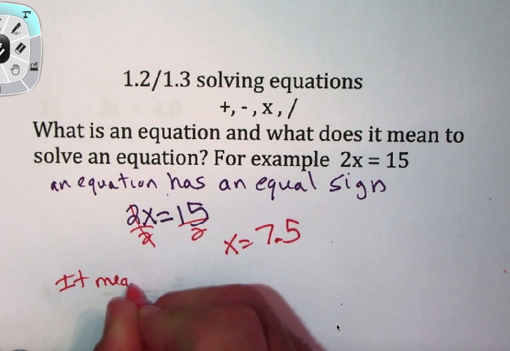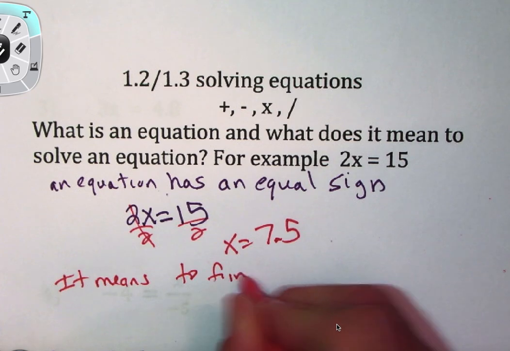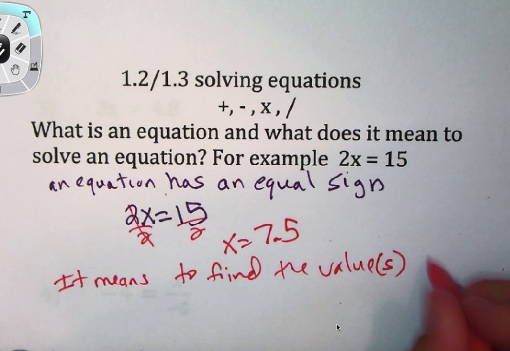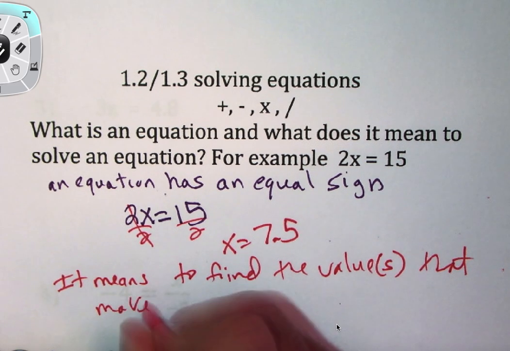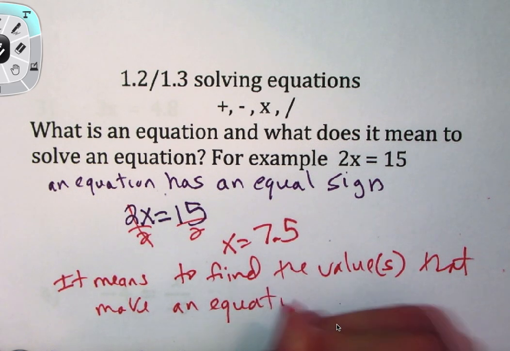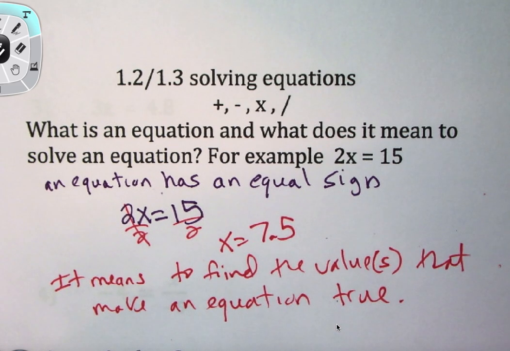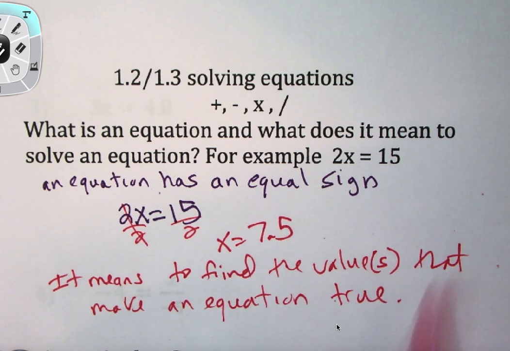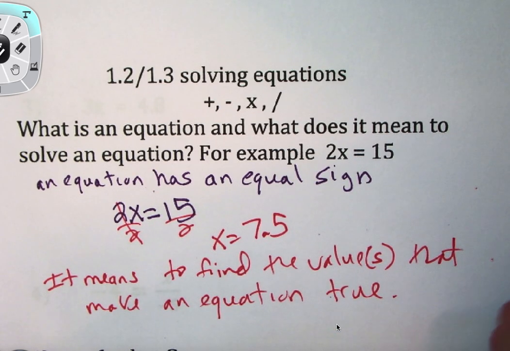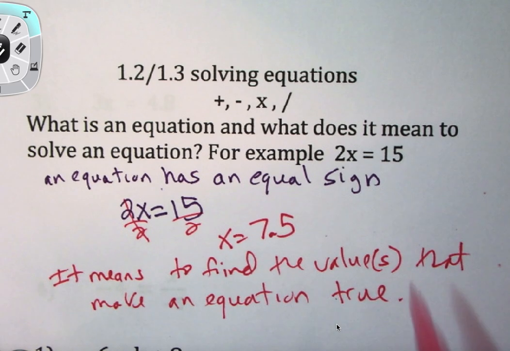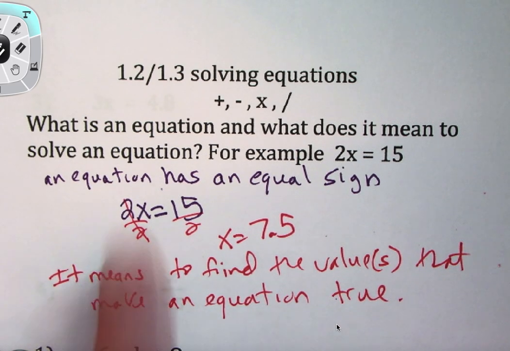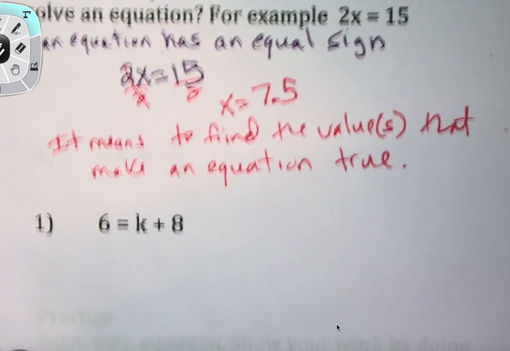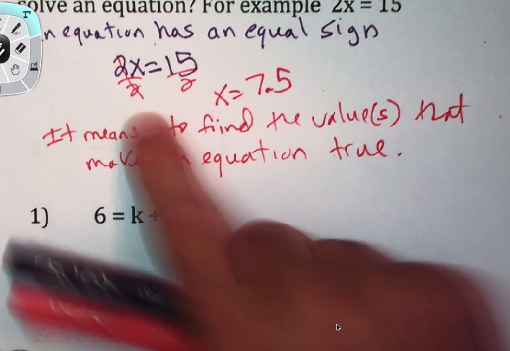So what does it mean to solve an equation? It means to find the value, or values, right, that make an equation true. That's what it means to solve an equation. It means to find the values or value that makes an equation true. So if we take 2x equals 15, we can see that 7.5 is the solution because 2 times 7.5 is 15. We found the number that makes it true. We were just doing that, right? Okay. And someone remember that we can do things to both sides of an equation.